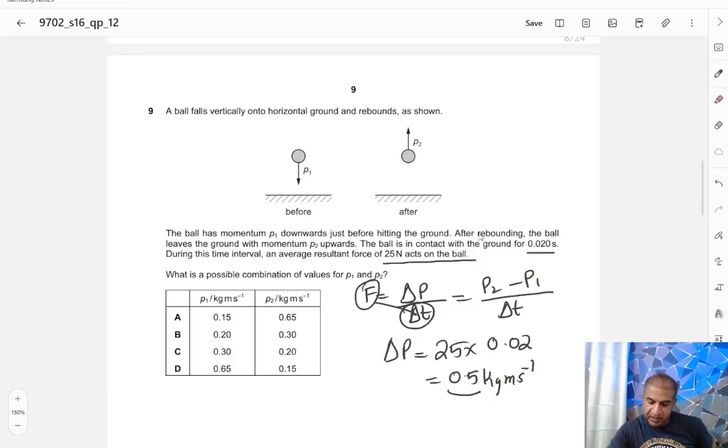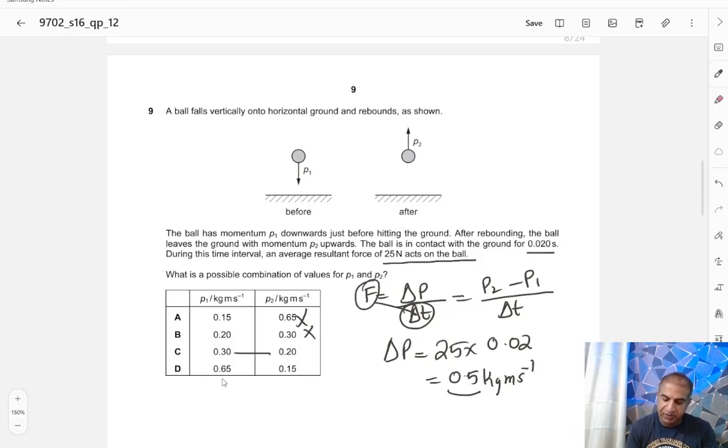After rebounding, the ball leaves the ground with momentum P2. The ball is in contact with the ground during this time. What is a possible combination of values of P1 and P2? Let's just see. The first thing to realize is that the magnitude of the momentum of P2 should not be higher than P1. So this cannot be correct, so this has to be wrong. Similarly, this one is also wrong. But let's just look at this option. 0.30 minus 0.2 gives me 0.10. And if we subtract the two values over here, this does not give me 0.5, so this is wrong.